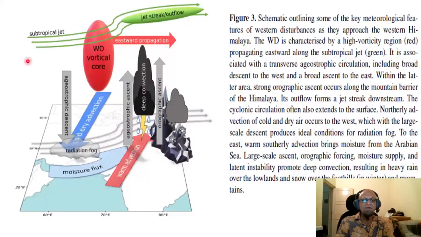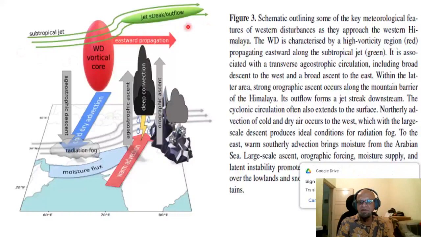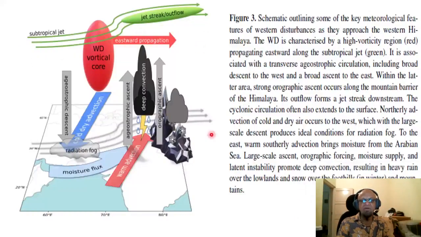Okay, so here is the subtropical jet westerly. I don't know, Google Drive is complaining about something. Jet streak outflow, so here you are on the other side. So WD, the Western Disturbance vertical core with its eastward propagation, and here is India, Arabian Sea, and you have Pakistan, Afghanistan, Tajikistan, Kazakhstan, and so on over here.